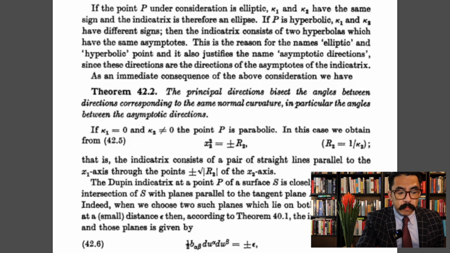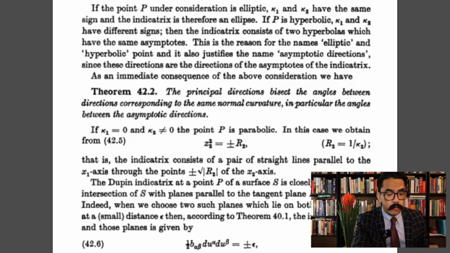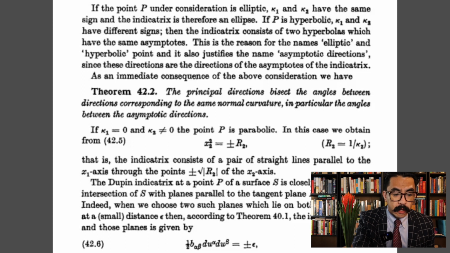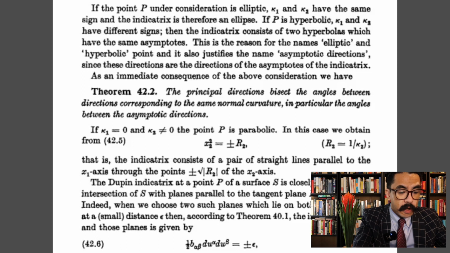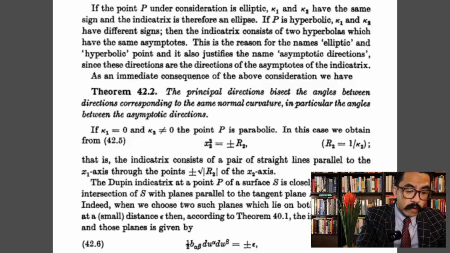As an immediate consequence of the above consideration, we have Theorem 42.2. The principal directions bisect the angles between directions corresponding to the same normal curvature, in particular the angles between the asymptotic directions. If κ₁ equals 0 and κ₂ is non-zero, the point P is parabolic. In this case, we obtain from the relationship between the principal curvatures and the coordinates, x₂² is equal to ±R₂, where R₂ is equal to 1 over κ₂. That is, the indicatrix consists of a pair of straight lines parallel to the x₁ axis through the points ±the square root of the magnitude of R₂ on the x₂ axis.